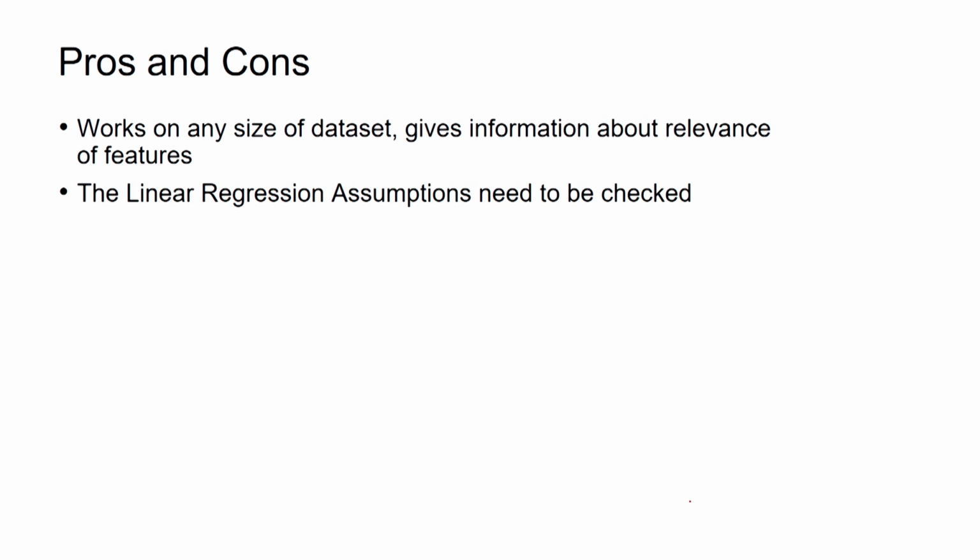Now these are the pros and cons of the linear regression model, and we have already seen different assumptions. The first problem is that we need to check all these assumptions, and only then can we apply the linear regression model. The advantage is that it can work on any size of data set. If you have a large data set also, it will give you information about relevant features in your model or in the data set.